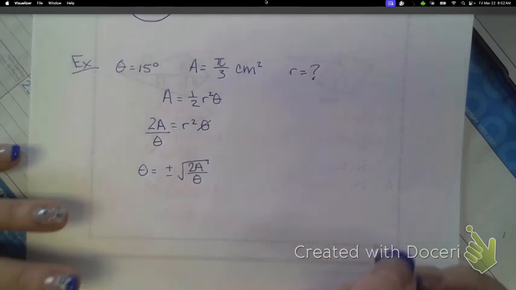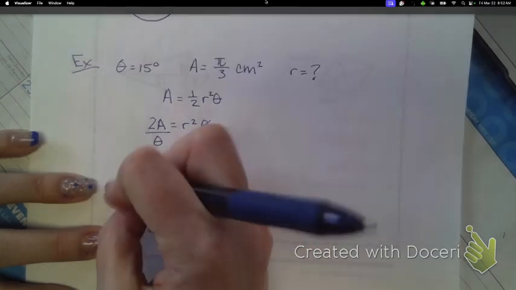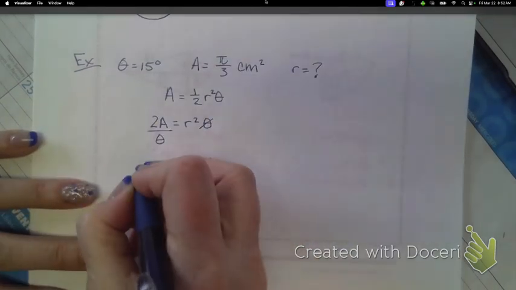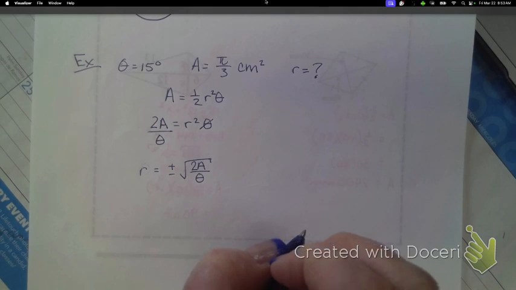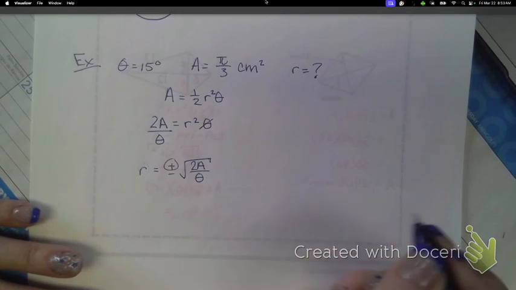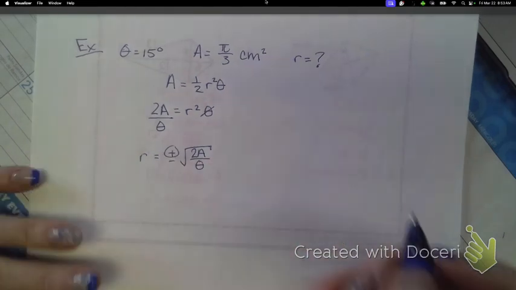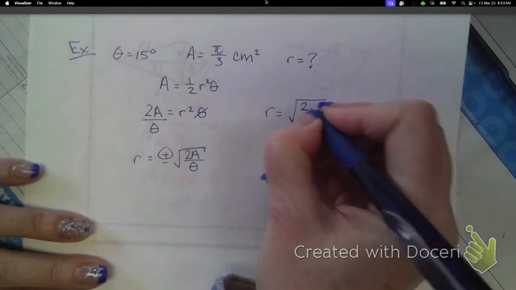Oh, that's r, sorry. Probably not going to be the negative, because can a radius be negative? No. Measurements cannot be negative. They can go backwards, left, right, up, down, north, south, east, west, but they can't be negative. So it's always going to be the positive, but I'm just going to leave that there. So r equals the square root of 2 times a. What's a?